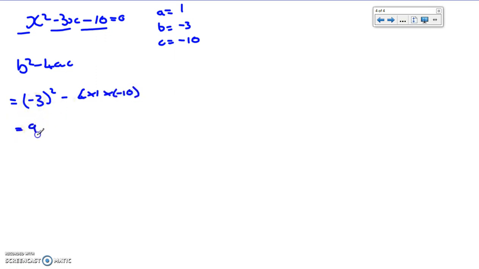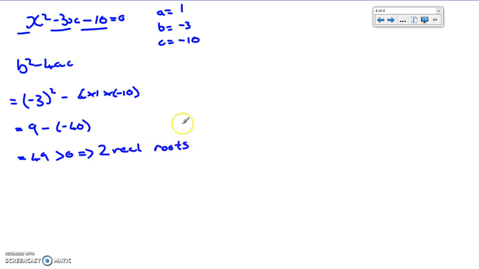Solve both of these parts. So negative 3 squared is 9. Then take away 4 times 1 times negative 10 gives me negative 40. 9 take away negative 40 is the same as 9 plus 40, which gives me 49. So I get a positive value. It's bigger than 0. So I can instantly say that I'm going to get 2 real roots.